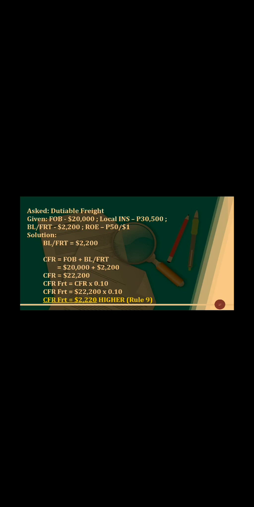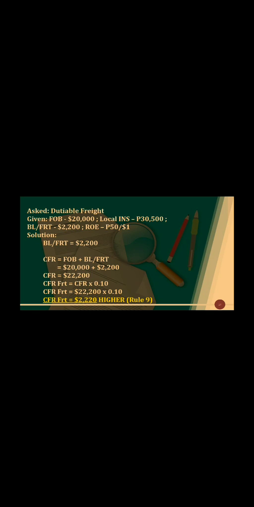Solution, we need to compare the bill of lading freight indicated on the problem and the CFR freight. The bill of lading freight indicated on the problem is $2,200. To get the CFR freight, we first need to have the CFR. In order to get the CFR, we simply add the FOB to the BL freight. So that would be $20,000 plus $2,200. The CFR would be $22,200.